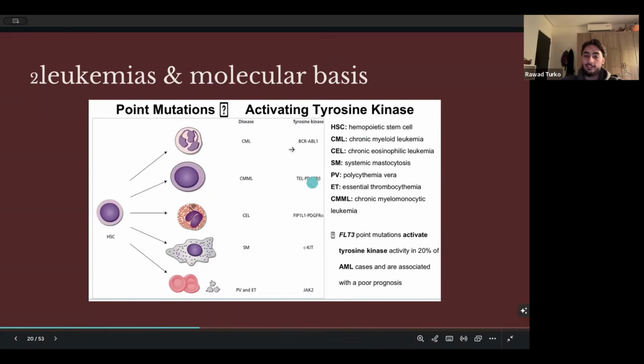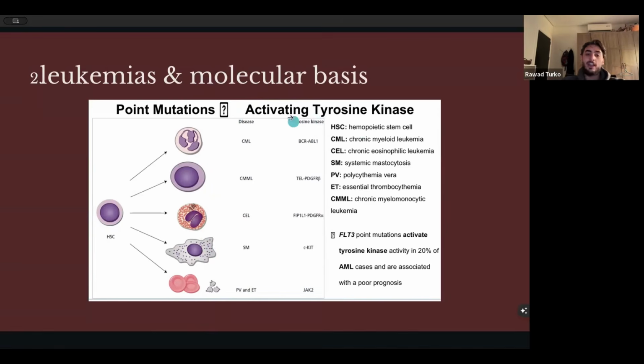All of them are tyrosine kinases. So this is why I mentioned before that the Philadelphia chromosome is a tyrosine kinase. I want you to remember pretty much 2 main ones. So that's CML associated with the Philadelphia chromosome BCR-ABL. And I want you to remember this one, systemic mastocytosis.